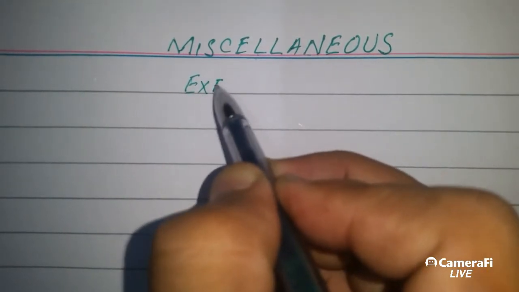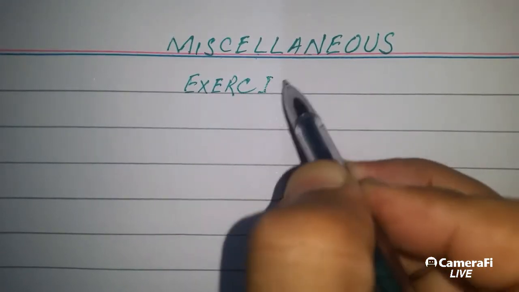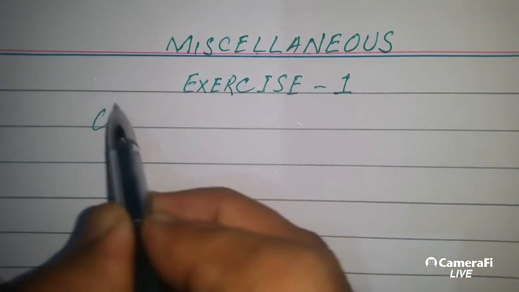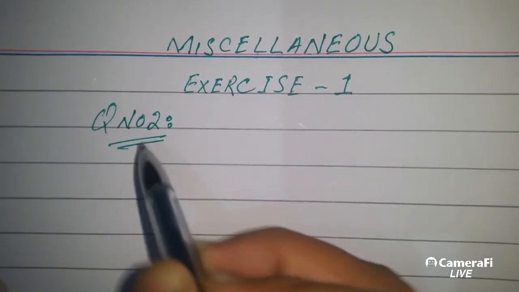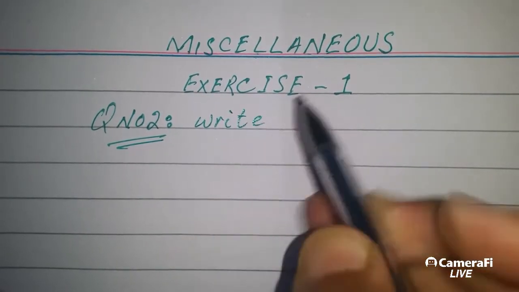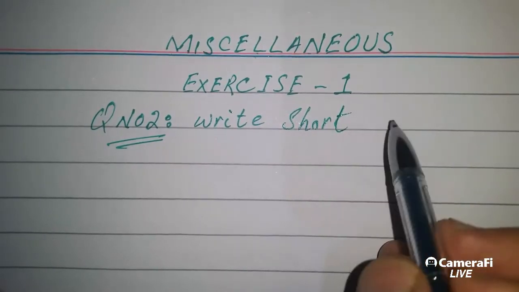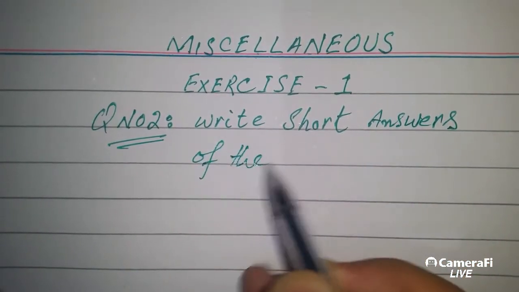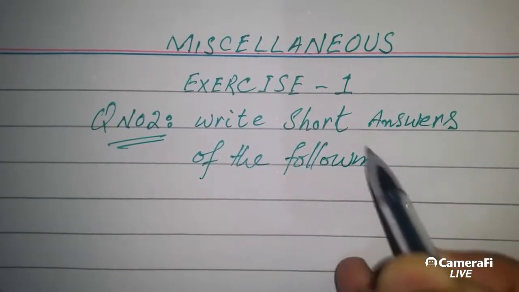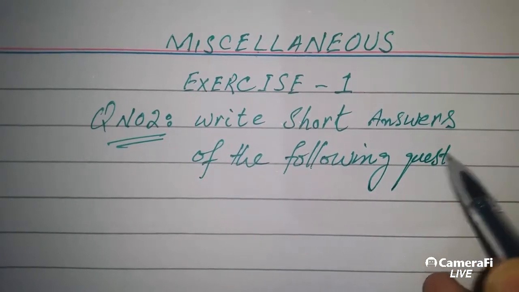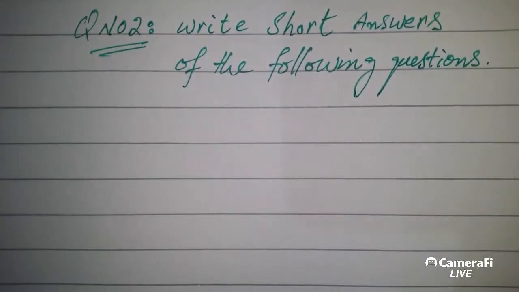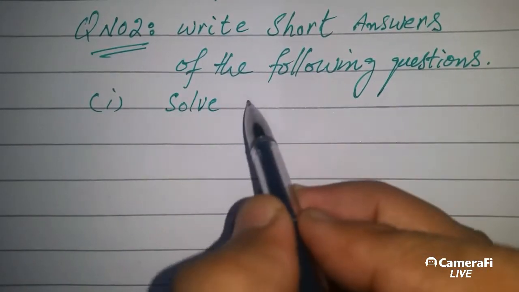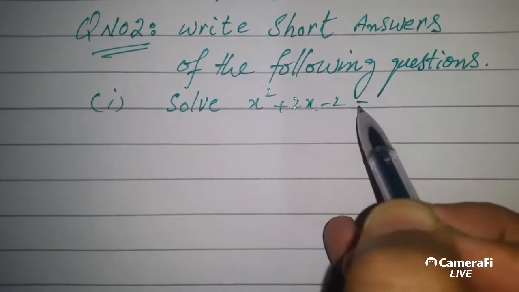Exercise. Chapter 1, and the question to be dealt with is 2. Write short answers of the following questions. Question number 1 is: solve x square plus 2x minus 2 equals 0.